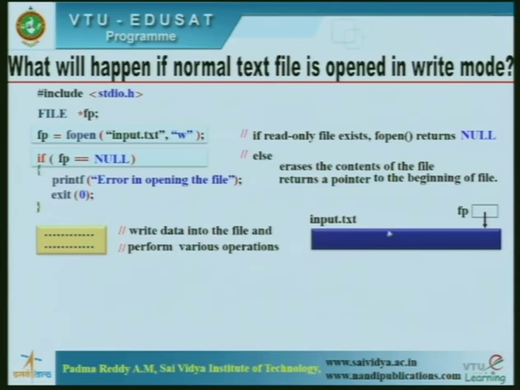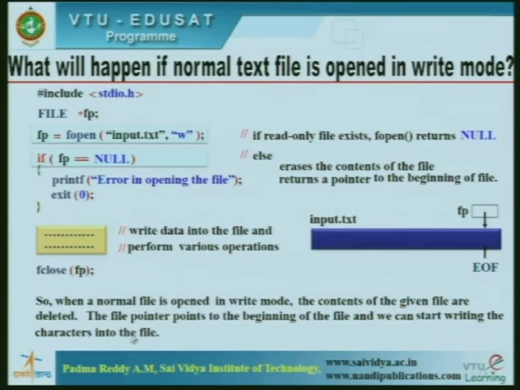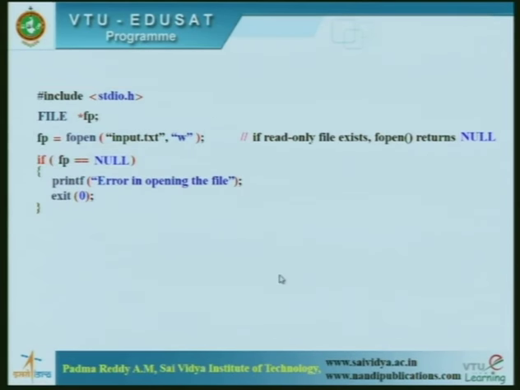We may write something into the file. Suppose we have written some text here. After writing, automatically the file pointer will move to the next character. Now we finally close the file pointer. So when a normal file is opened in write mode, the contents of the given file are deleted. So the file pointer points to the beginning of the file, and we can start writing the new characters into the file. Now the file pointer will point to the end of the file. After writing something, the file pointer points to the end of the file.